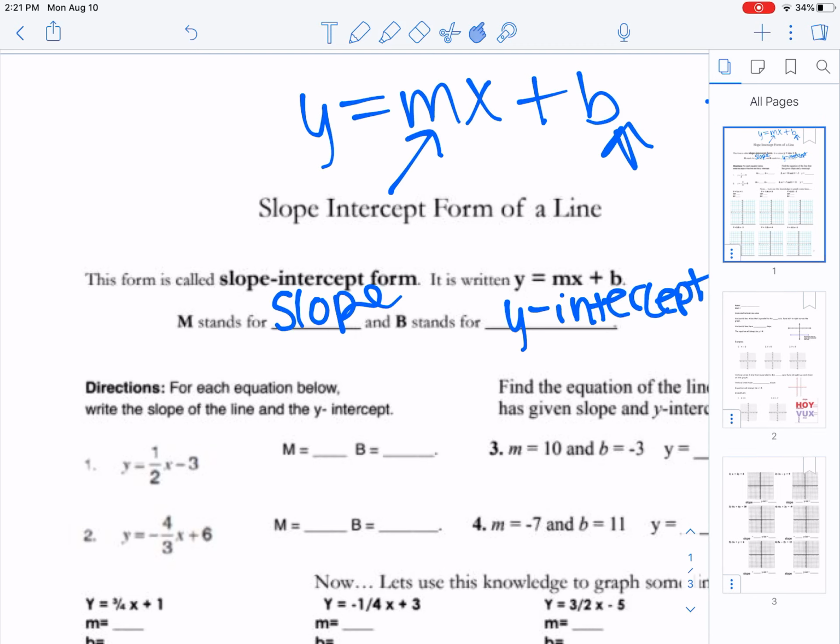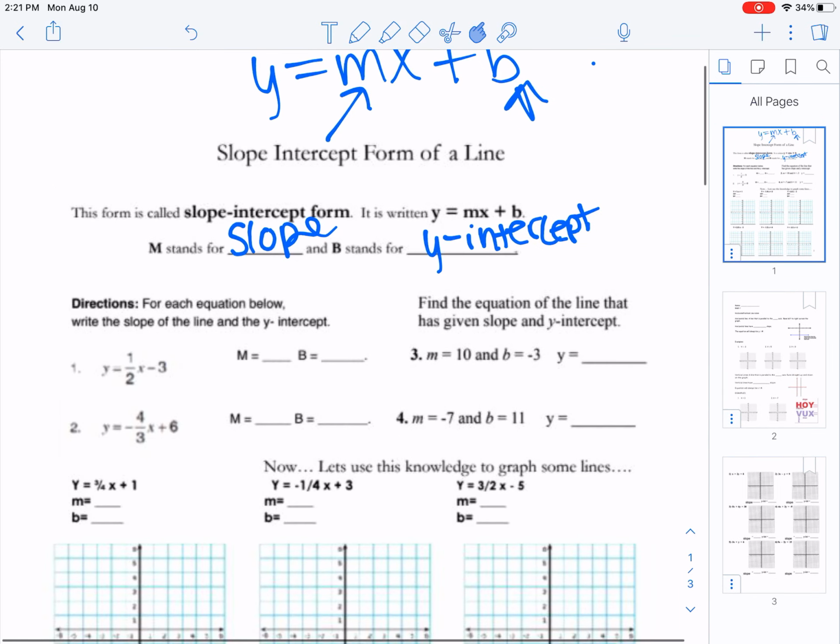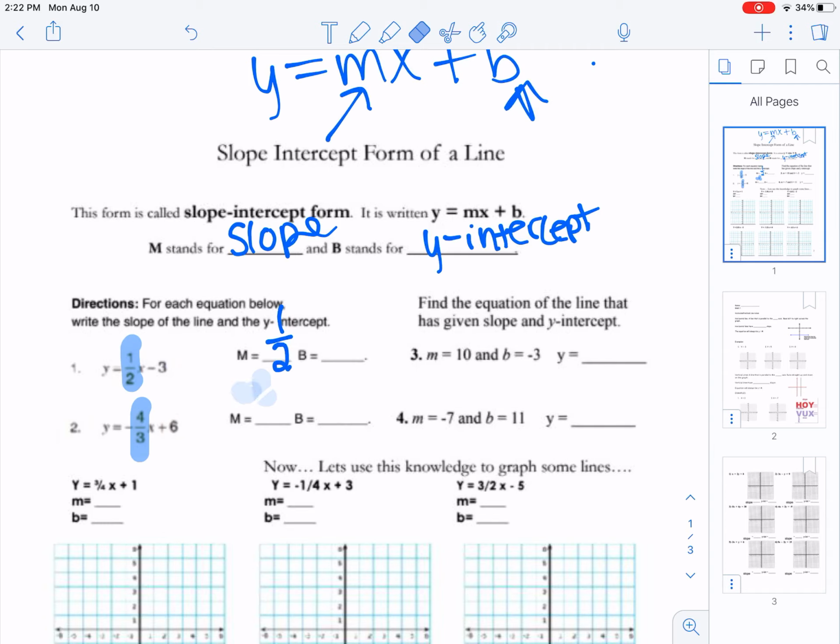Okay, so for the first couple problems, we're just going to try to identify slope and y-intercept. So I'm going to do slope in blue and we'll do y-intercept in a different color. So if I look at this first equation, y equals 1/2 x minus 3, the number in front of x is 1/2, so my slope is 1/2. Okay, same thing with the second equation. The number in front of x is -4/3. Oops, sorry. So my slope is -4/3.